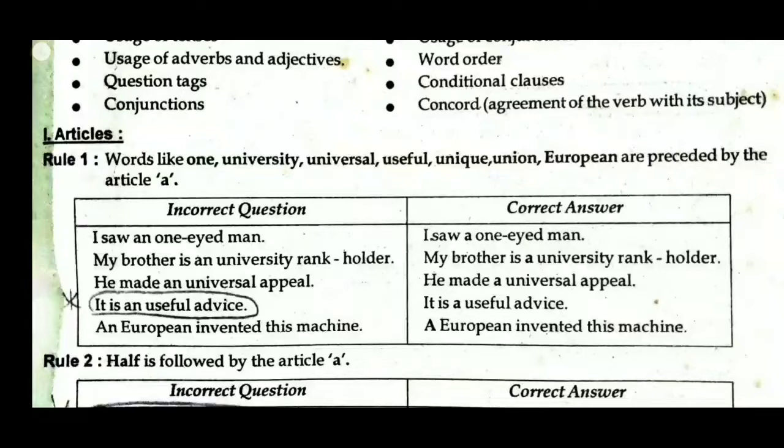Second sentence: my brother is an university rank holder. So the correct answer is, whenever you find university, that should be preceded by the article a, not an. So the correct answer is my brother is a university rank holder. He made an universal appeal. He made a universal appeal is the right answer.